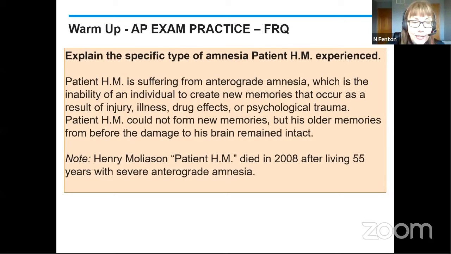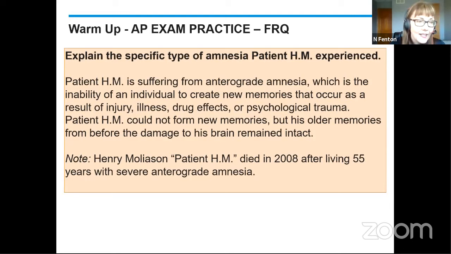Just as a side note, patient HM did die in 2008, and his real name was released. His surgery, which caused this to happen to him, happened when he was 27, and he would go on to live another 55 years with this very severe amnesia.